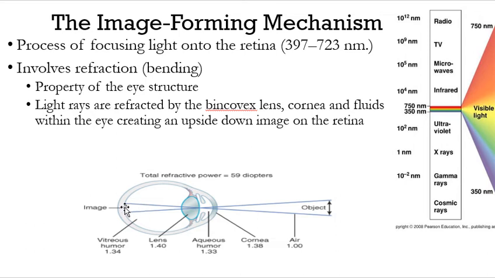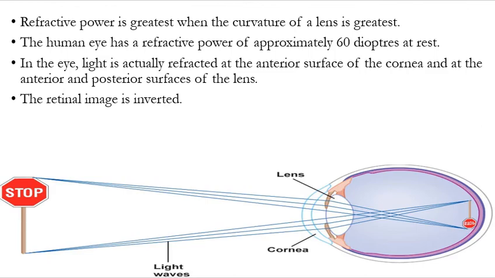Now, quick question. If the image on the retina is upside down, why do you see upright? Or do you really see upright? Maybe what you think is upright is actually upside down. Hmm, think about it. All right, let's get back to the science.